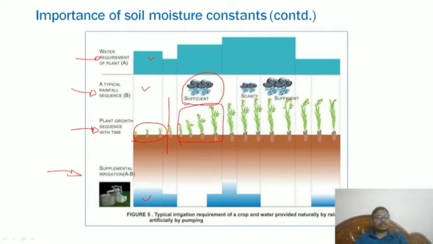Again, supplementing the water is not required at this stage. So sufficient water is there. Now here, there is no rainfall, so we have to give water, and we have provided it here. Then scanty rainfall, there is rainfall, but it is very little, so we have to supply accordingly. See here, we can see the difference. Rainfall is already there, but it is less, so we have supplied.